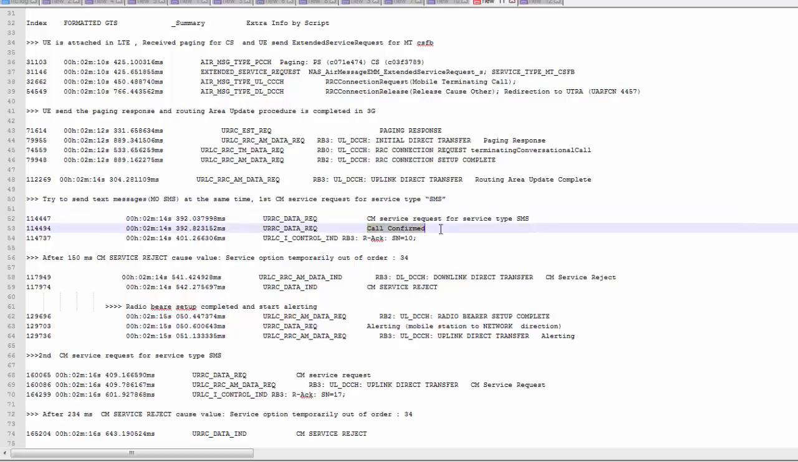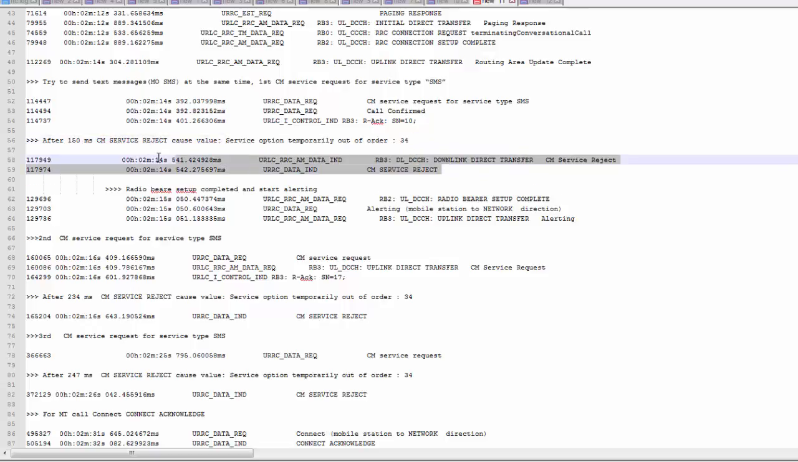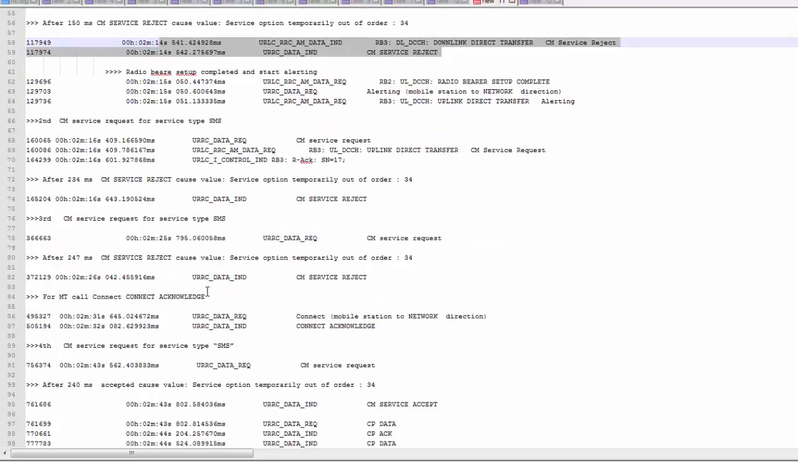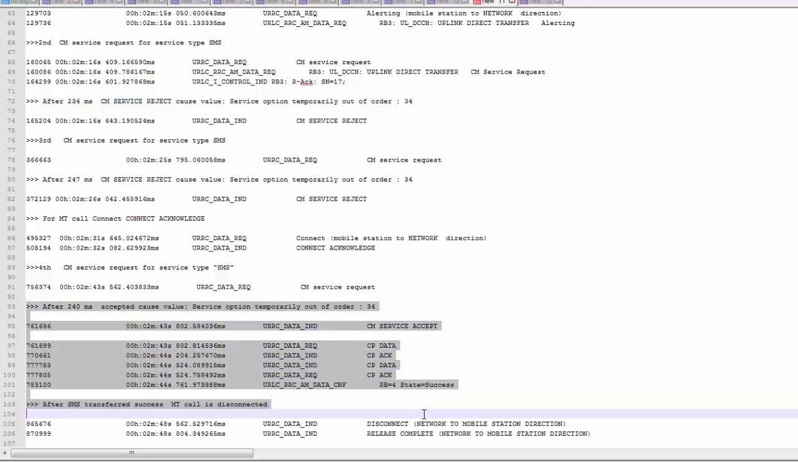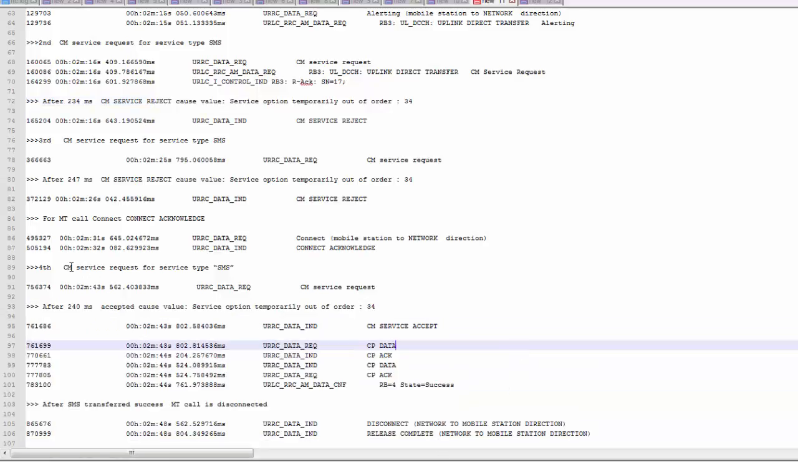At the same time, the call is confirmed for the MT call and the signaling procedure happens, and after 150 milliseconds the CM service is rejected with cause value service option temporary out of order. We have already discussed this: our signaling procedure is already busy with the MT CS call, so because of that the SMS failed. So the CM service is rejected, and this happened three times in all. CM service rejected, CM service rejected, and in the last case the CM service is successful.